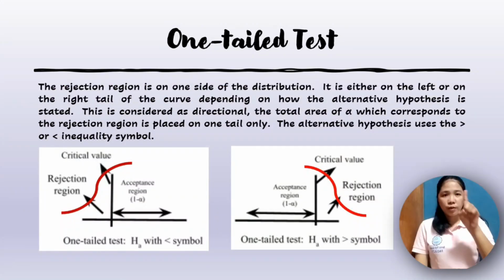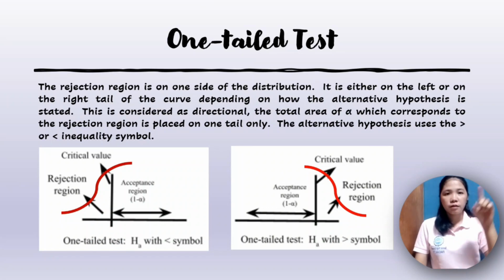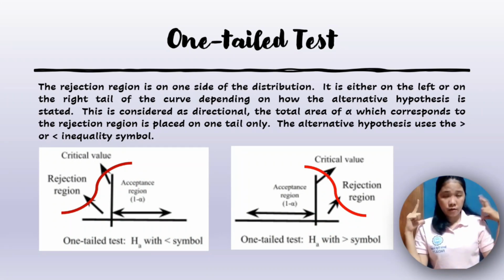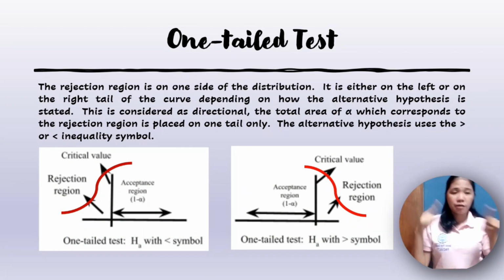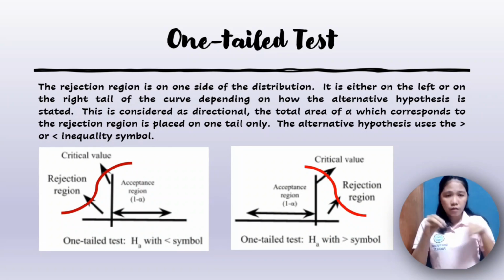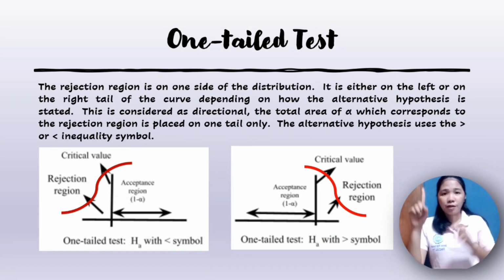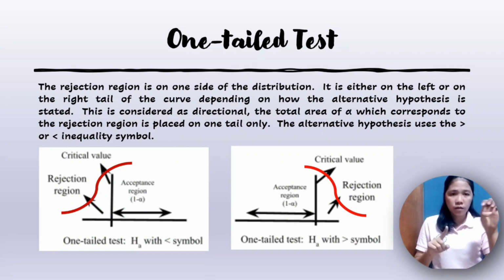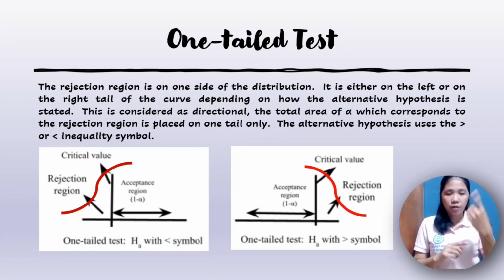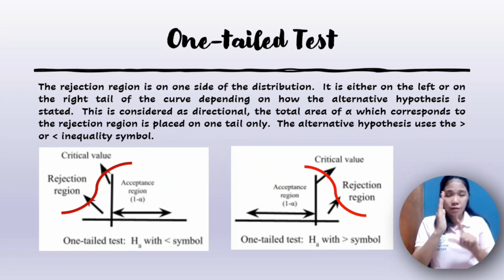One-tail test. The rejection region is on one side of the distribution. It is either on the left or on the right tail of the curve depending on how the alternative hypothesis is stated. This is considered directional. The total area of alpha corresponding to the rejection region is placed on one tail only. The alternative hypothesis uses greater than or less than symbol.